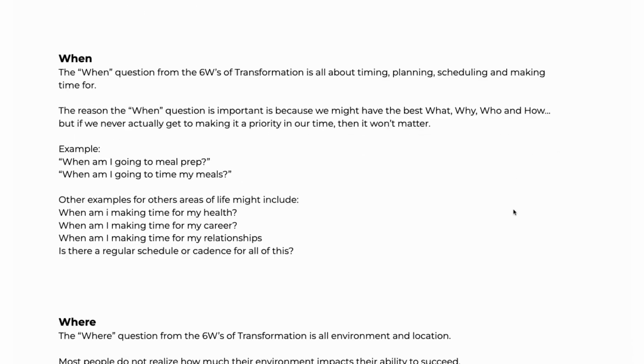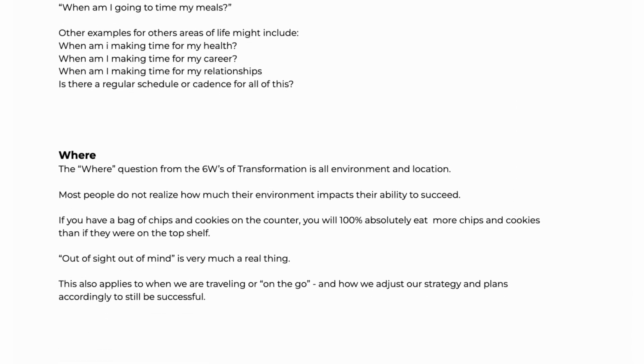And then the question after that is related to the where. The where question is all about environment and location. Most people don't realize how much their environment actually impacts their ability to succeed. If you have a box of cookies or a bag of chips on the counter, I'm telling you that 100% you will eat more chips and cookies than if they were on the very top shelf of your pantry, right? Out of sight, out of mind is very much a real thing.